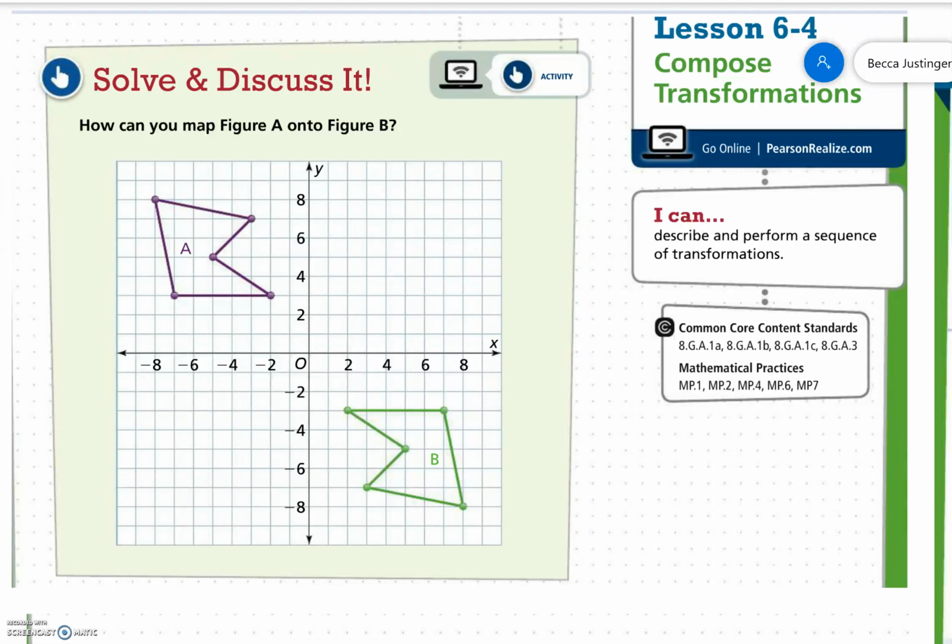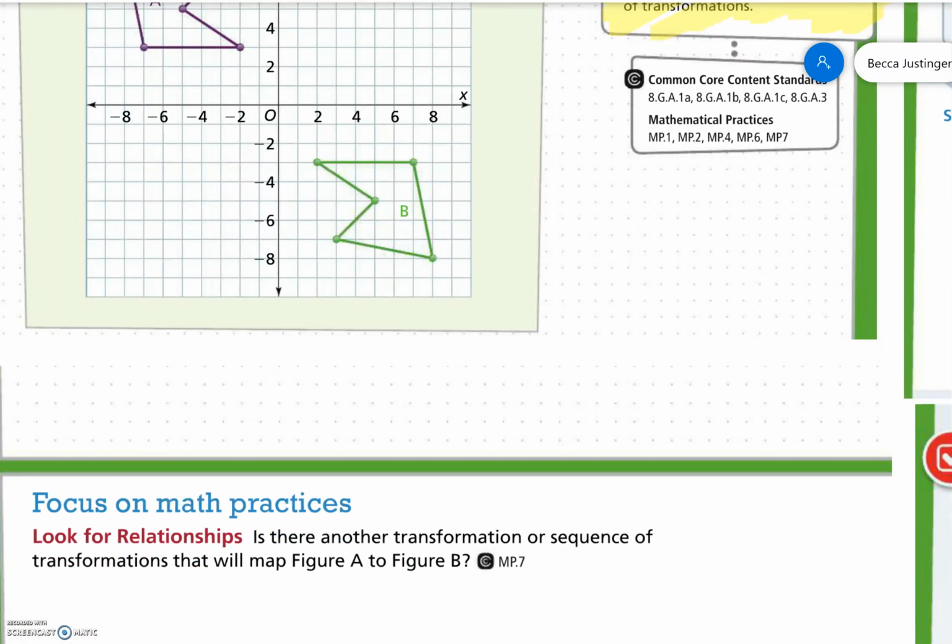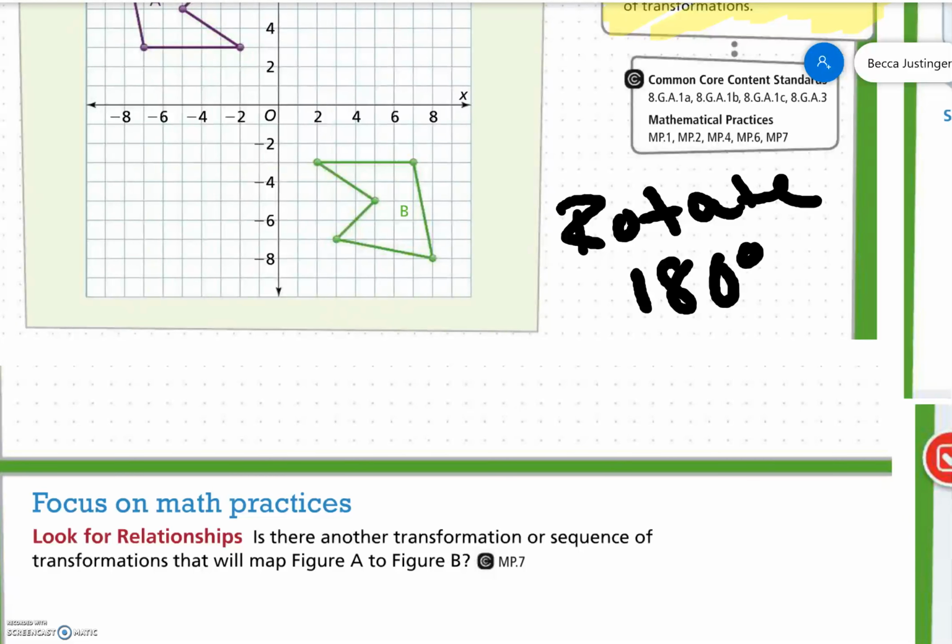By the end of the lesson, I want you to be able to say, I can describe and perform a sequence of transformations. How can you map figure A onto figure B? Hopefully, I got an answer of rotate 180 degrees.